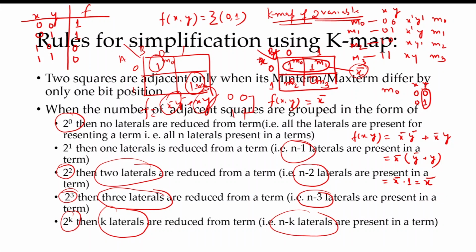In the next class we will discuss the 2 variable K-map and 3 variable K-map, and how we simplify the Boolean function with the help of K-map.